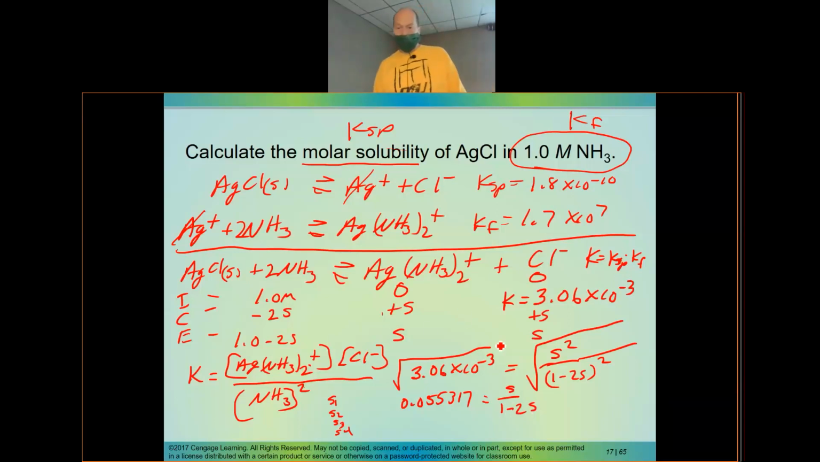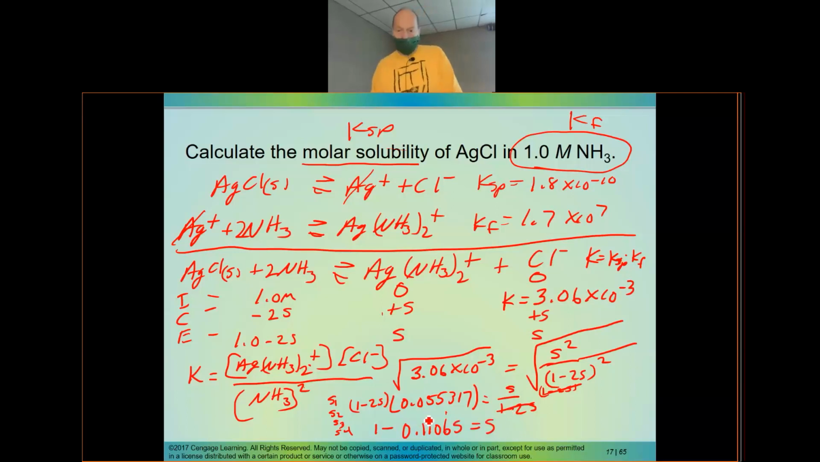All right, so now I have to multiply both sides by 1 minus 2S. So 1 minus 2S is gone. All right, and so I get 0.055317 times 1, minus 2 times that, which is 0.1106S, and that is equal to S.